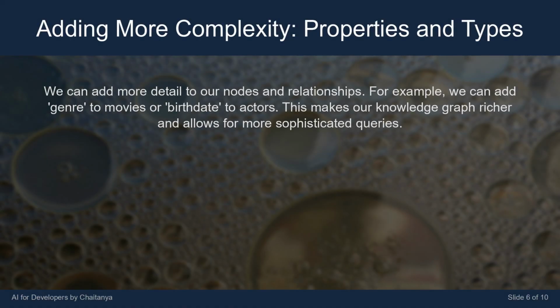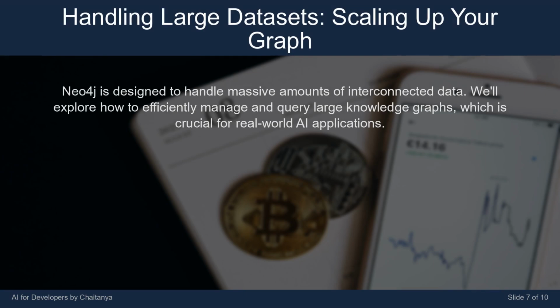We can add more detail to our nodes and relationships. For example, we can add genre to movies or birth date to actors. This makes our knowledge graph richer and allows for more sophisticated queries. Neo4j is designed to handle massive amounts of interconnected data. We'll explore how to efficiently manage and query large knowledge graphs, which is crucial for real-world AI applications.